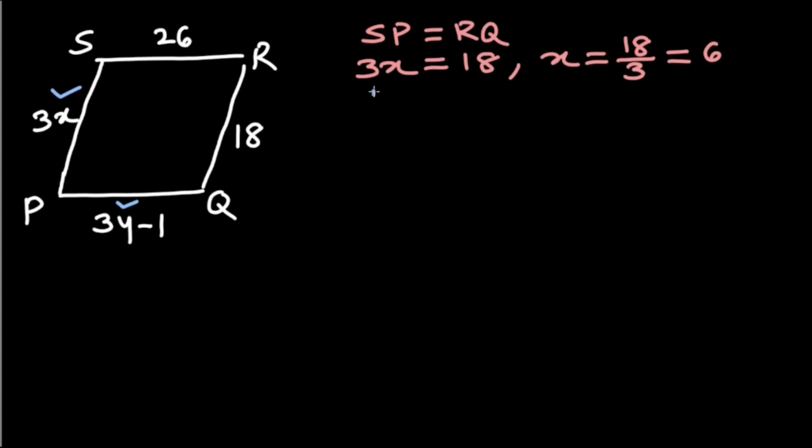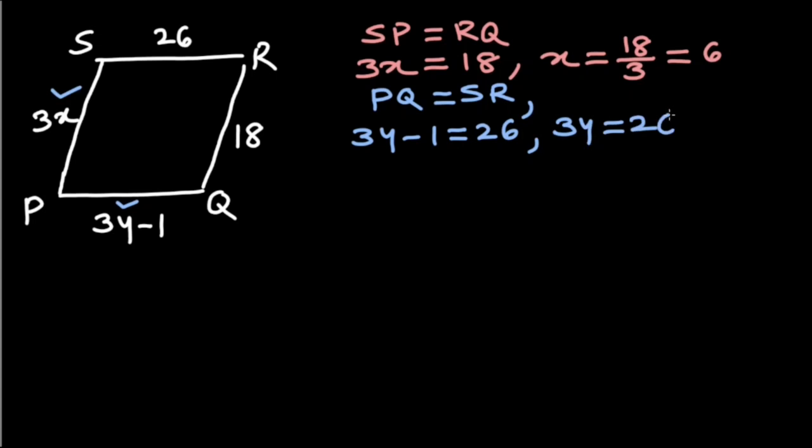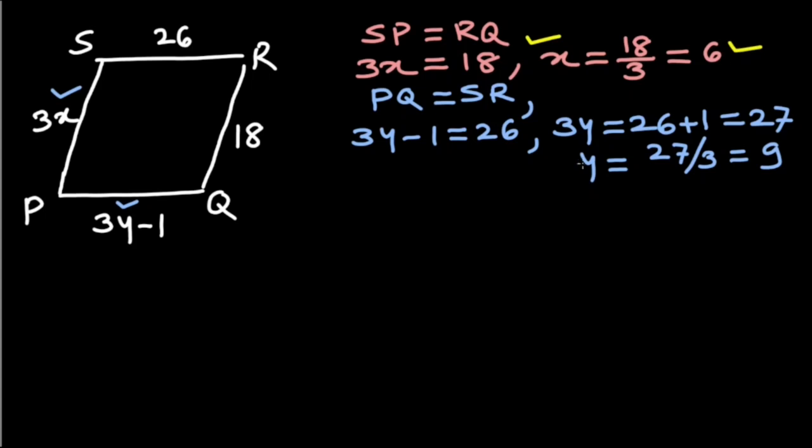Also PQ equals SR, so that will be 3y minus 1 equals 26, that will be 3y equals 26 plus 1, 27, so that gives us y equals 27 upon 3, or y equals 9. Therefore, x equals 6 and y equals 9.